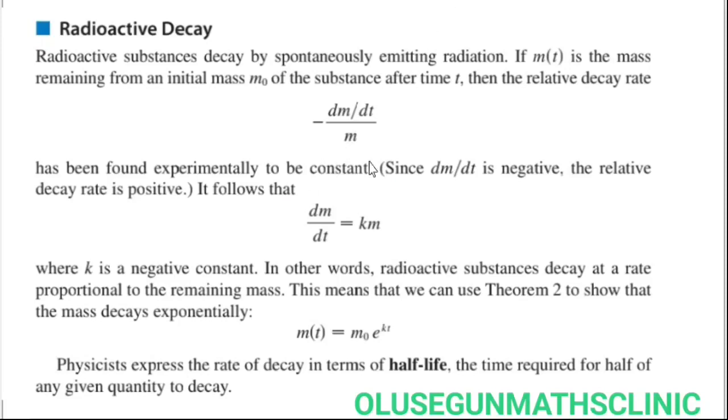It follows that dm/dt is equal to km, where k is a negative constant. In other words, radioactive substances decay at a rate proportional to the remaining mass. This means we can use Theorem 2 to show that the mass decays exponentially. So we now use this theorem to analyze this constant value, which is m0 e^(kt).